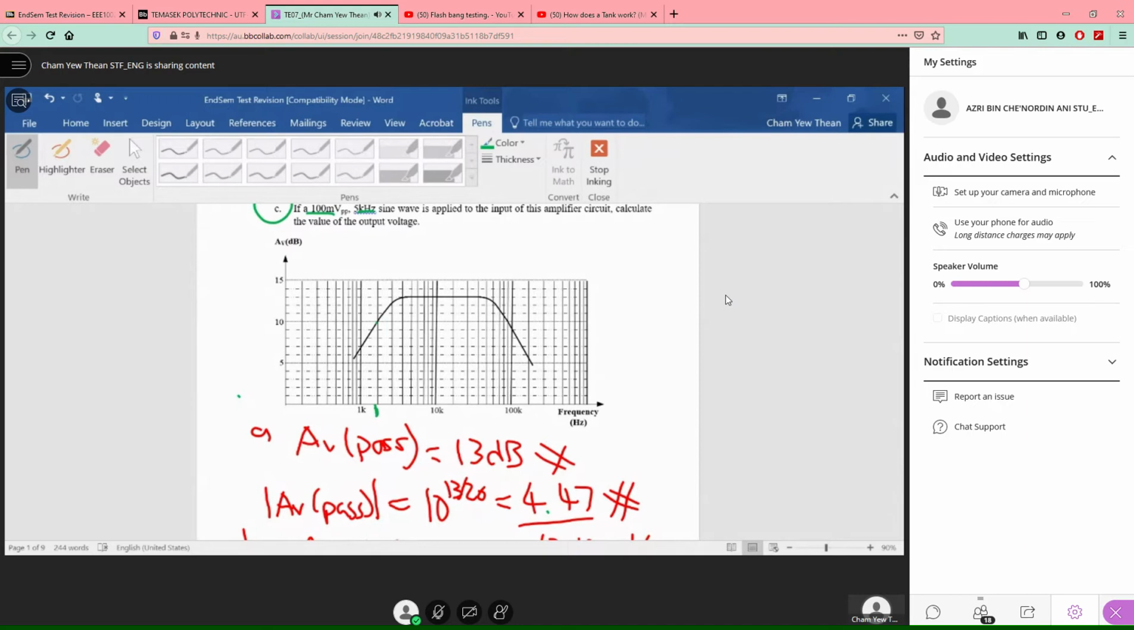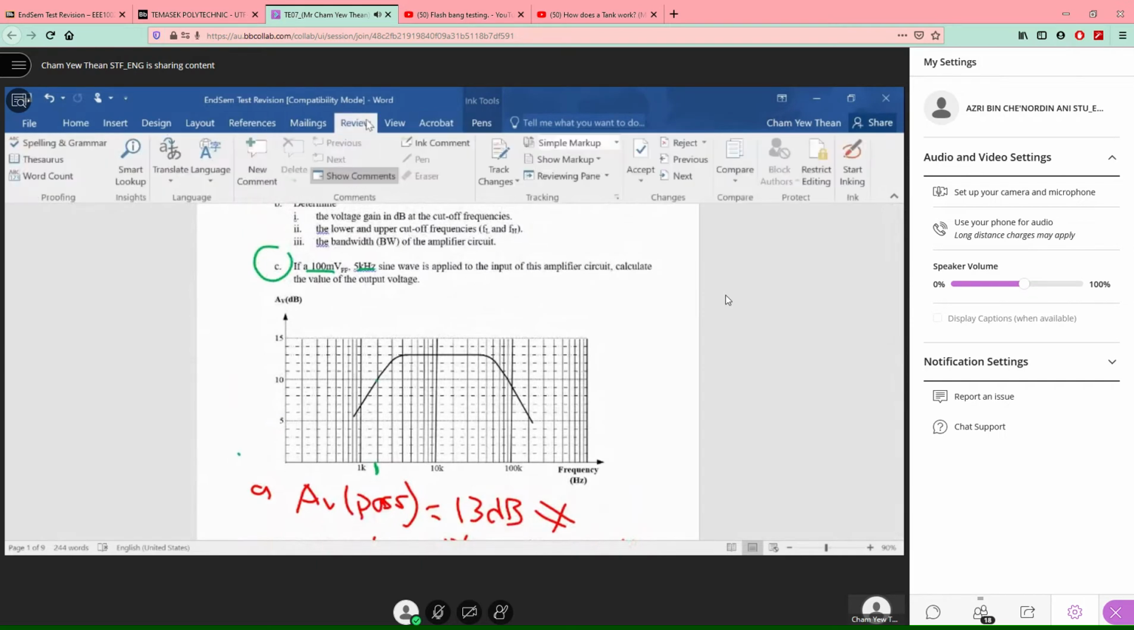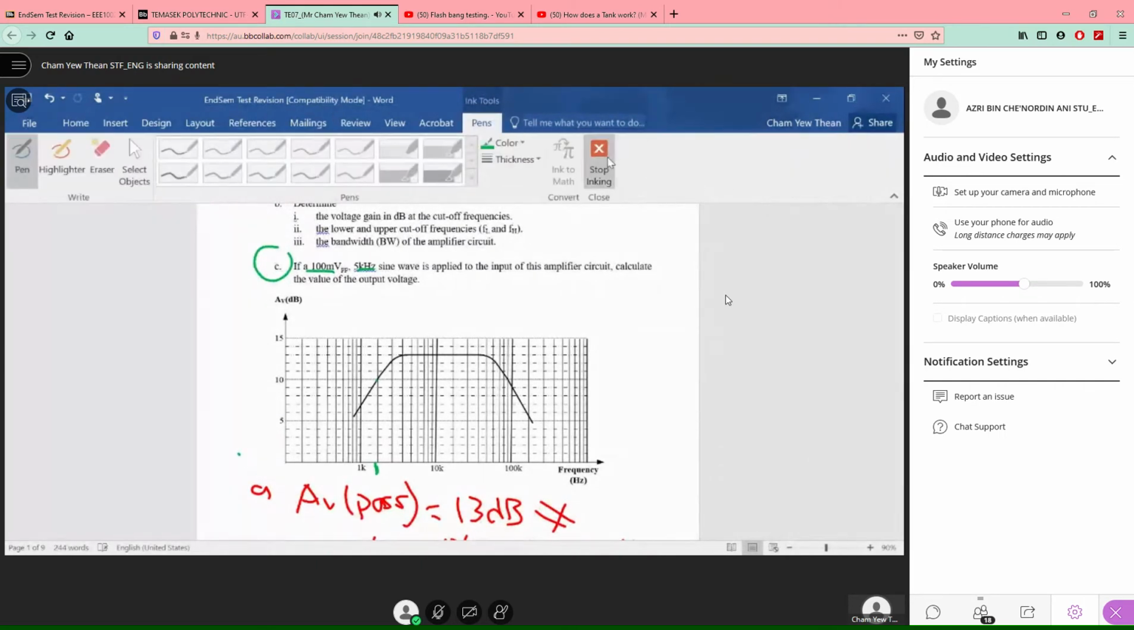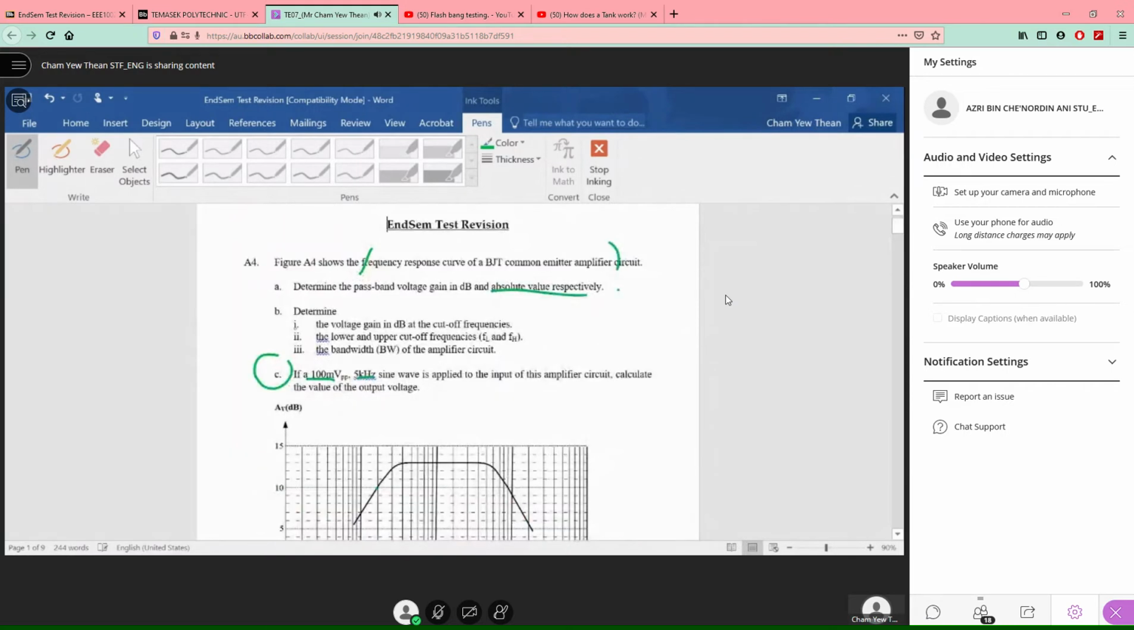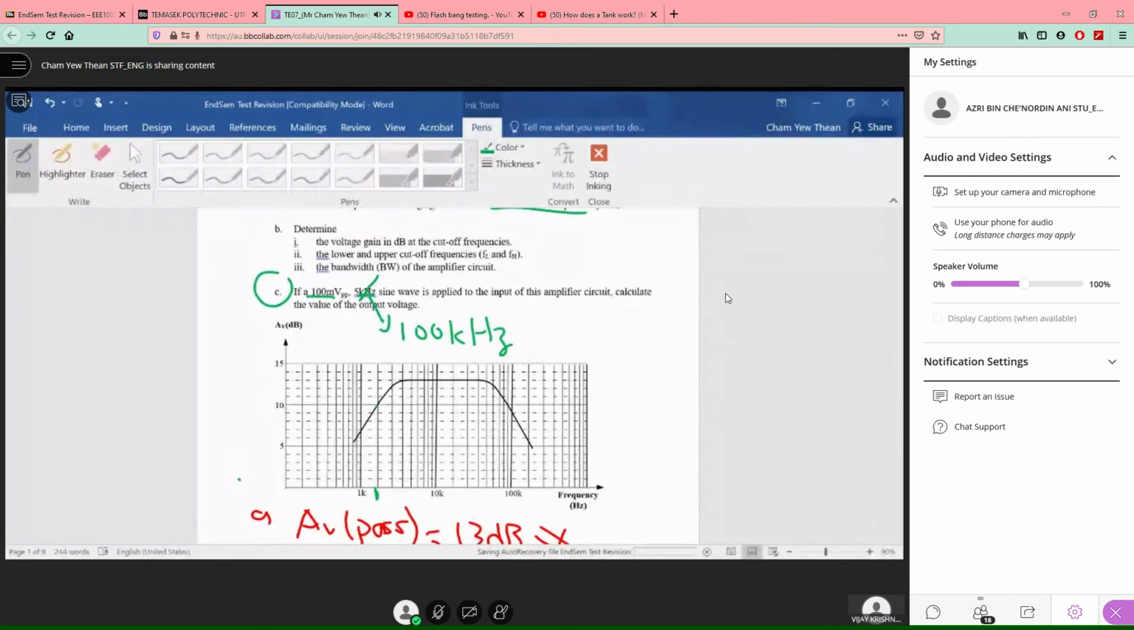Imagine, class, I inject a 100 kilohertz signal. What will be your voltage gain in this case? 9. Is it 9? Yes, correct. So you see what happened?